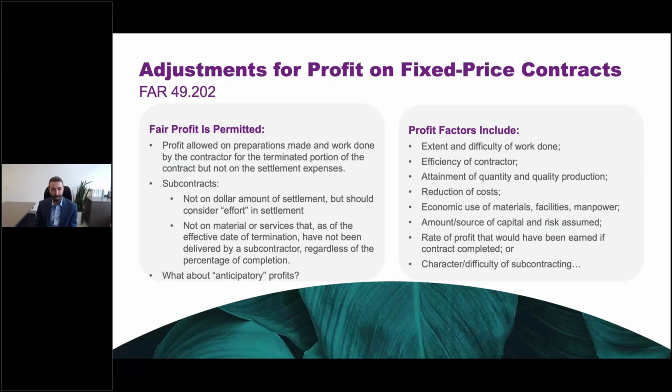So how do you decide the rate? What's the right rate of profit to claim? Well, that's something that you need to establish as reasonable, considering a variety of factors. We've got some of the factors here: the difficulty of the work done, the efficiency of the contractor. These are a lot of the same factors that you see in Part 15 of the FAR, in the discussion of what is a reasonable rate of profit on a contract. But it's something that can be negotiated, and it can actually depend on events that happen since termination.